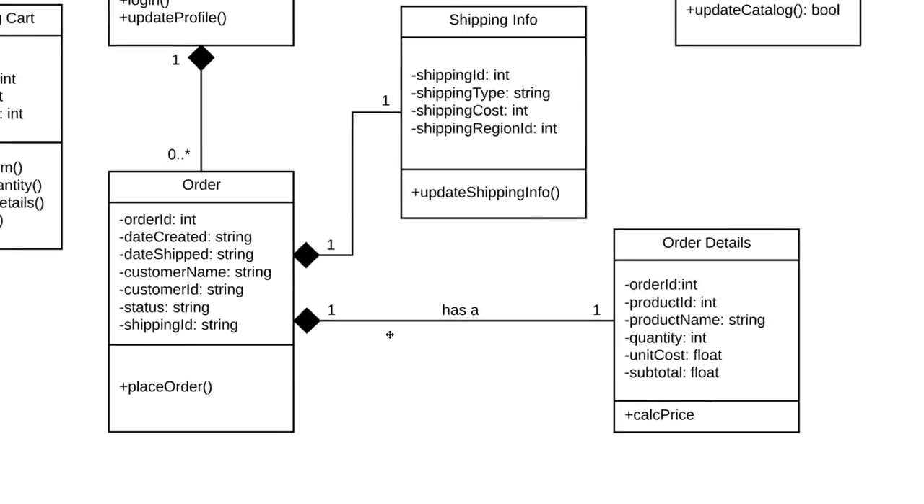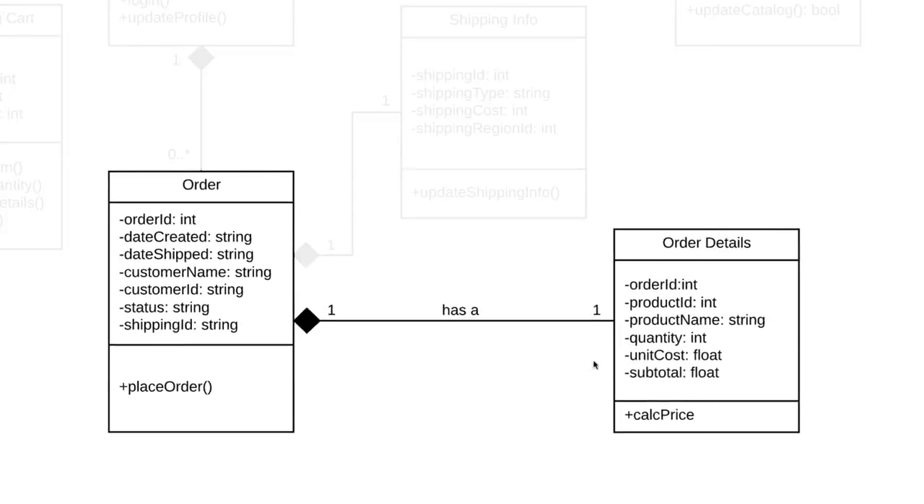And here you can see a one-to-one relationship. Each order has one and only one order details, and order details belongs to one and only one order.